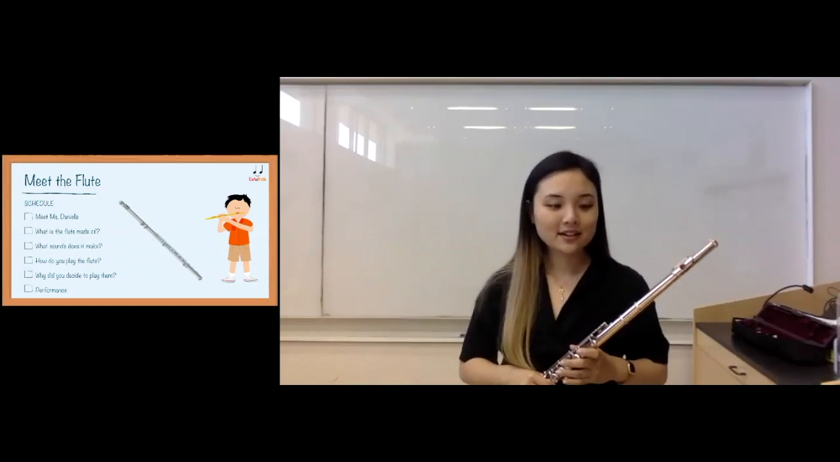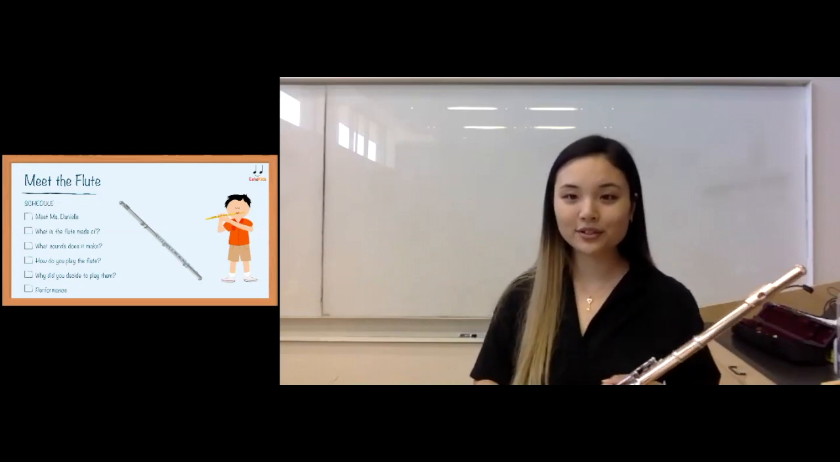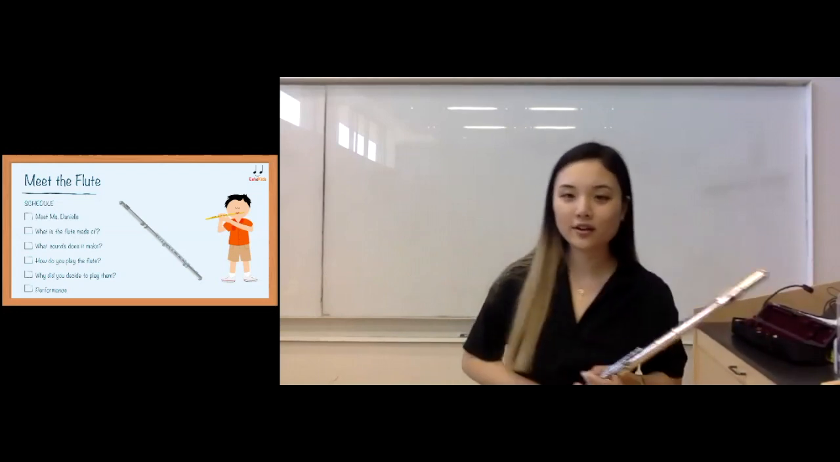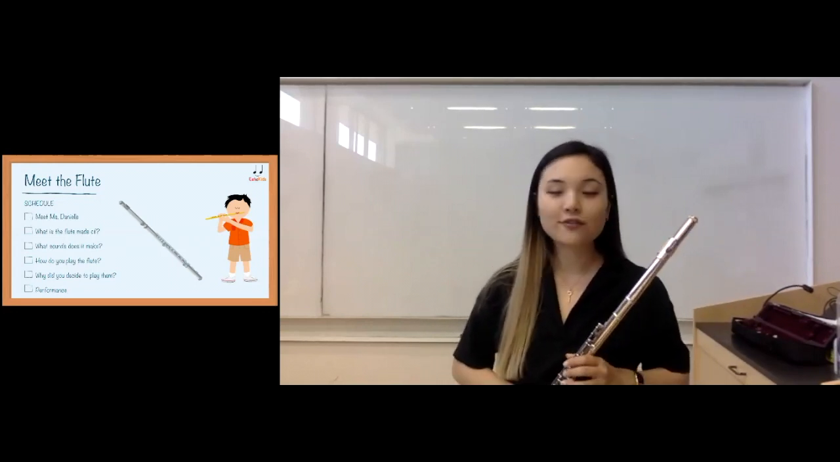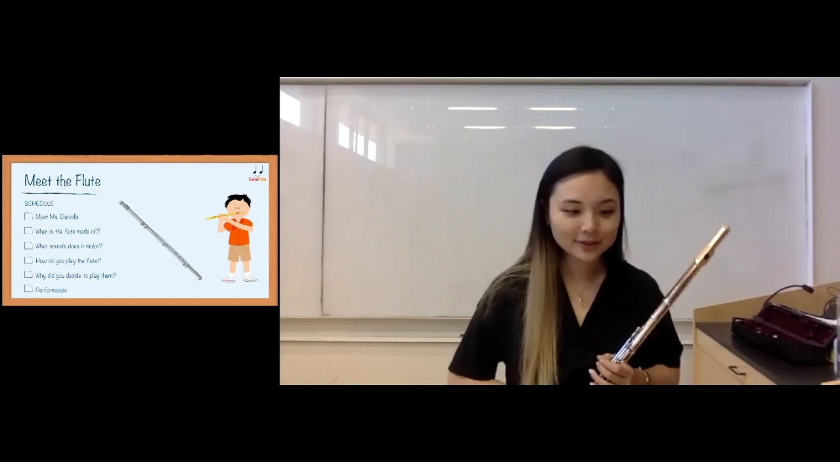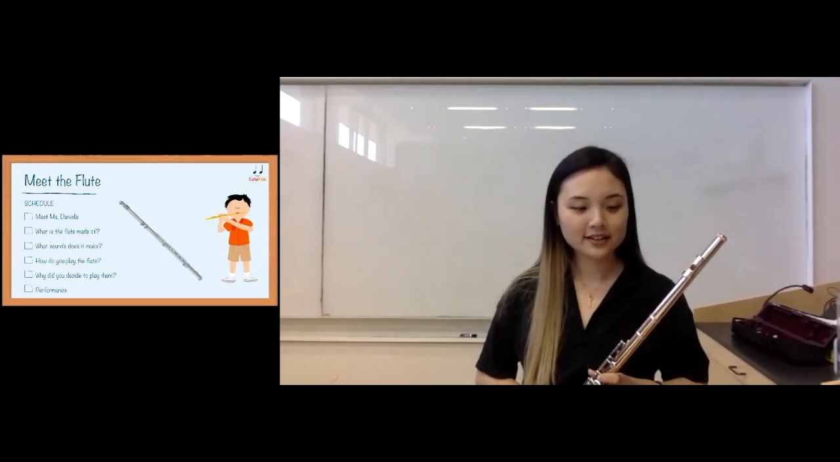Now, the next song is Old MacDonald. That's a song that a lot of people know. You learned it at school, you learned it at home. It's a fun song about someone who lives on a farm and has a bunch of different animals. So it goes something like this.